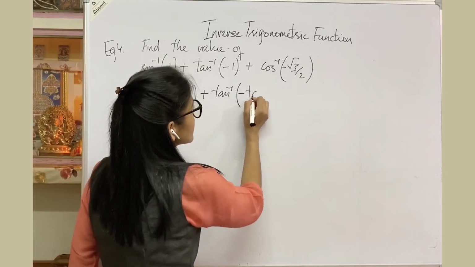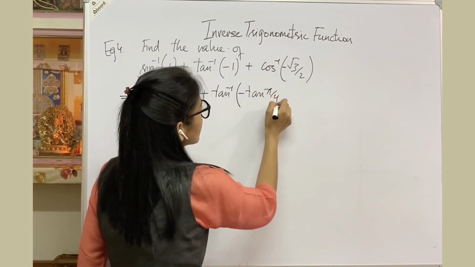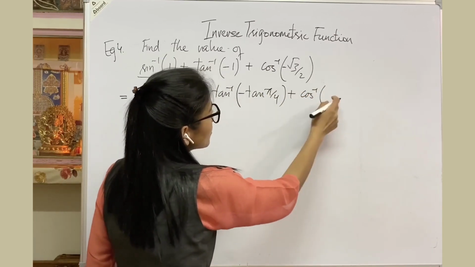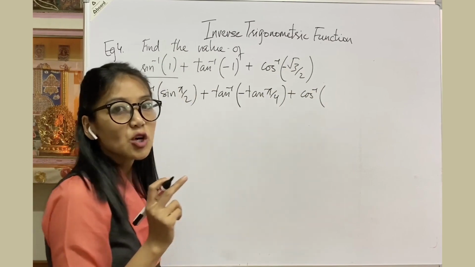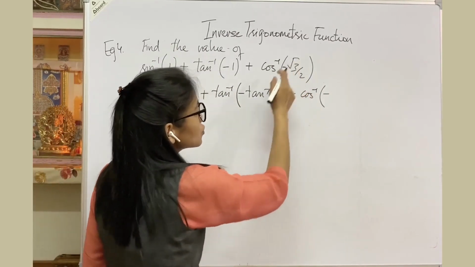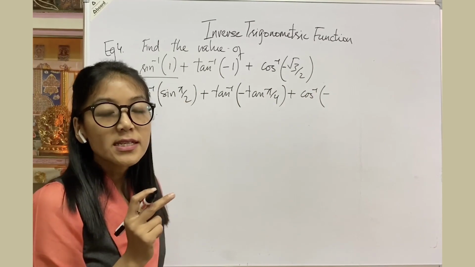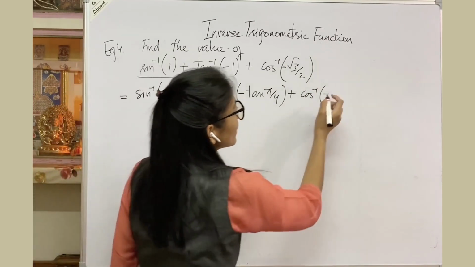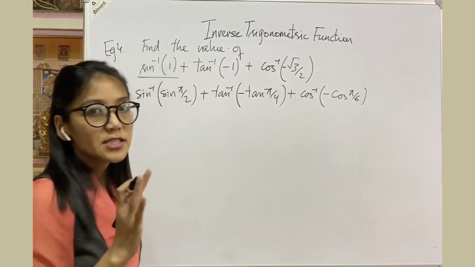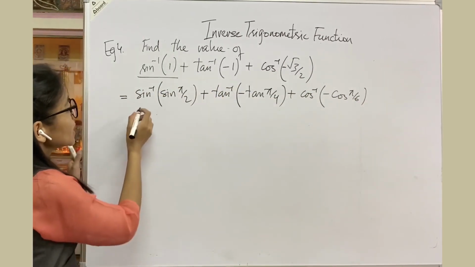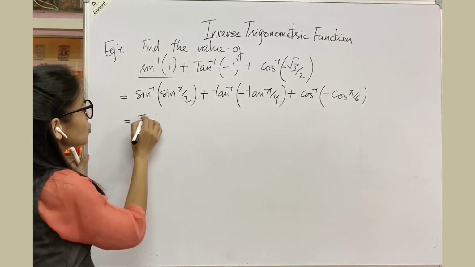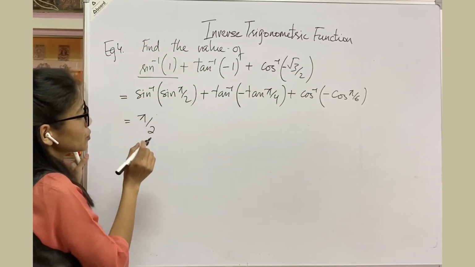So I will write 10 pi by 4, right? Plus cos inverse, so we will try to express this in terms of cos. Negative, you just keep it as it is. Root 3 by 2, what is it? It is cos 30. So I will write cos pi by 6. Please always write angles in terms of radians. So now you can cancel these two. Sine inverse and sine will get cancelled, so you write pi by 2.